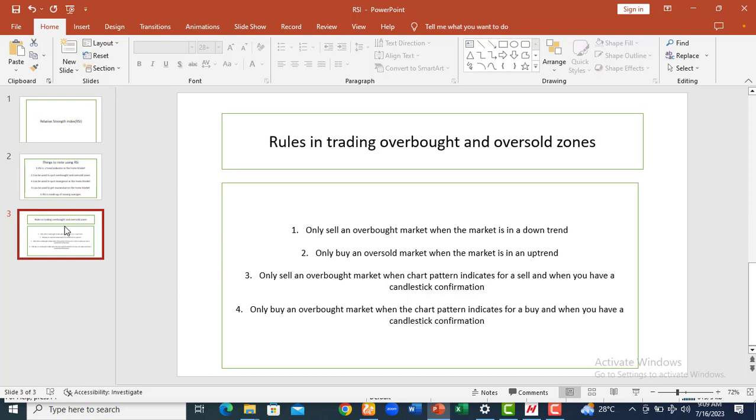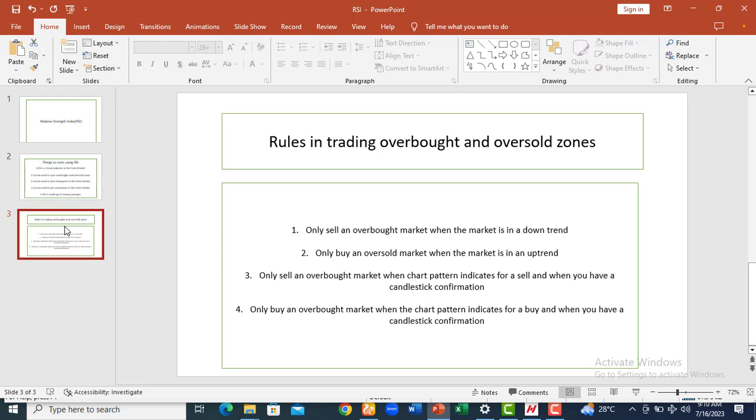For you to trade overbought and oversold zones, number one, only sell an overbought market when the market is in a downtrend. I will show this on the chart. So it's a gradual process. Only sell an overbought market when the market is in a downtrend.